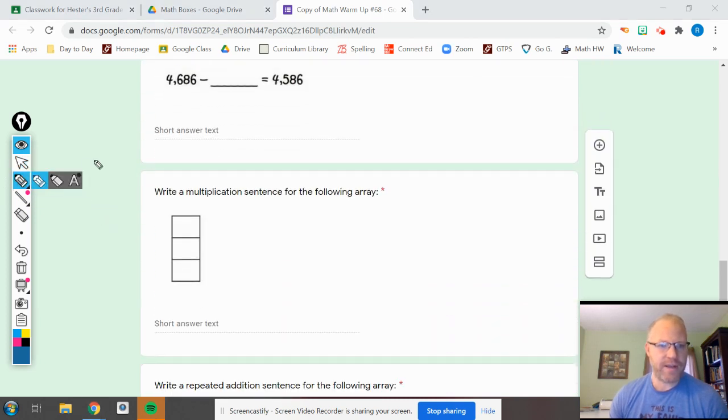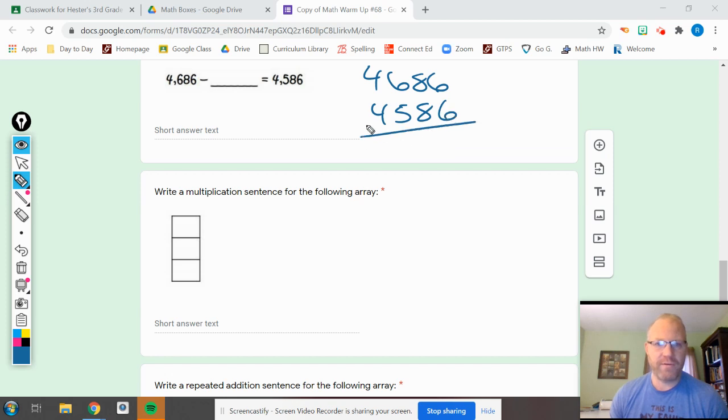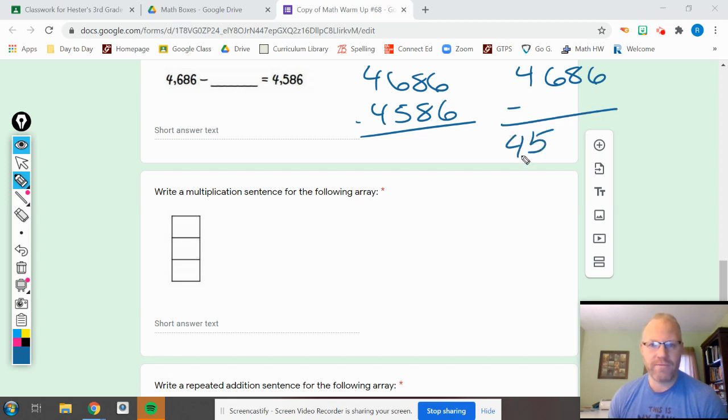Subtraction. Stack your subtraction. Now this is something that you should probably be able to do with your brain, like just thinking about it. So 4686 minus something equals 4586. So if you were subtracting, 6 minus what equals 6? 0. 8 minus what equals 8? 0. 6 minus what equals 5? 1. 4 minus what equals 4? 0. So they took away 100.